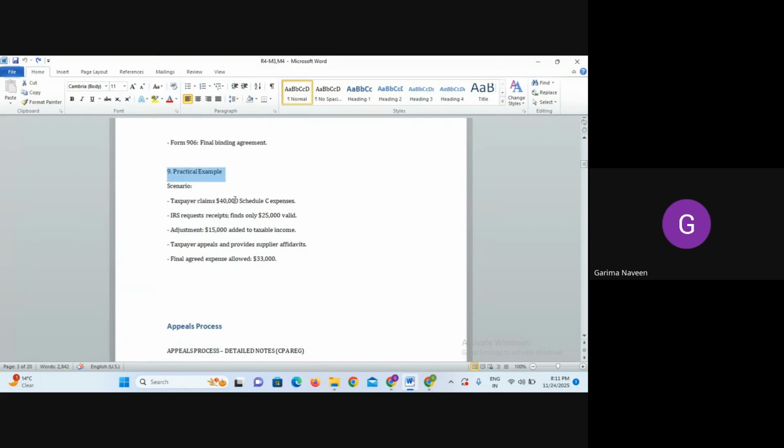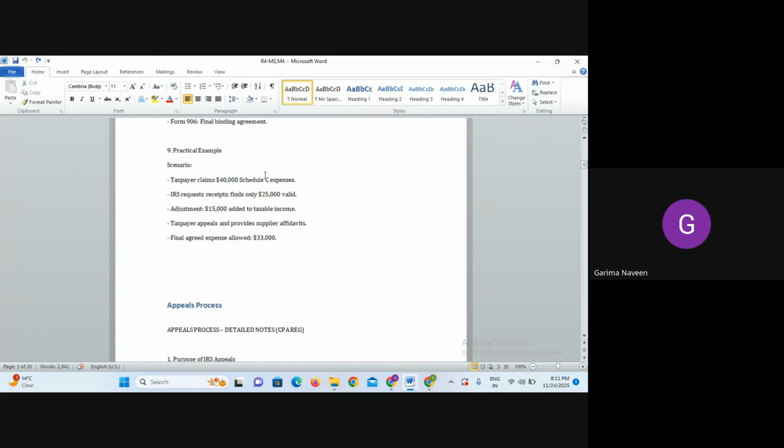Okay, some practical examples are given. Like if something is found in your tax return, like you claim $40,000 of expenses in your Schedule C. But when they ask you for receipts, you have only $25,000 of valid receipts. Then $15,000 is the additional expenses you have claimed in your tax return, but you do not have any proof. Then the IRS may ask you to make an adjustment for $15,000. These expenses should be added back to the taxable income, and you have to pay the taxes on this income.